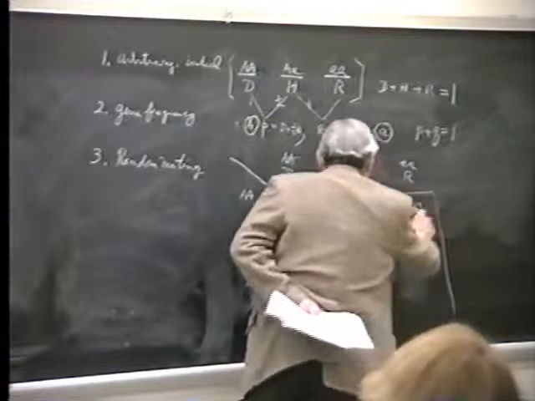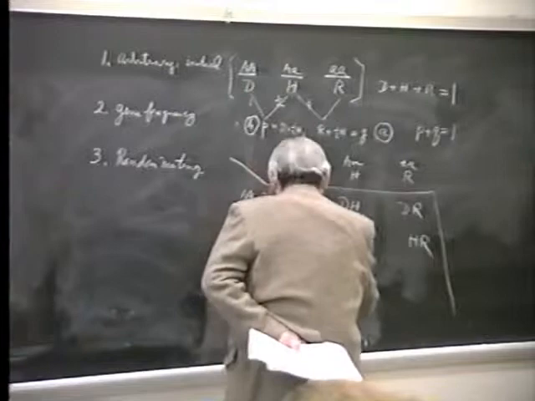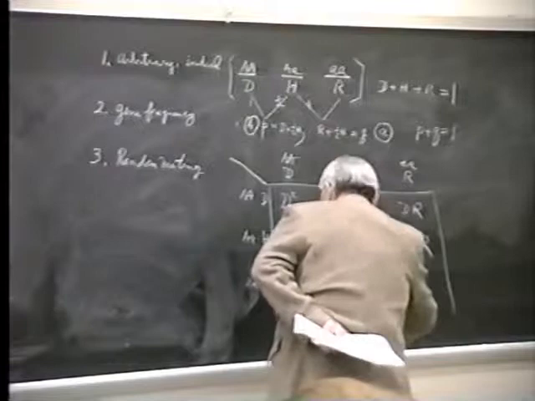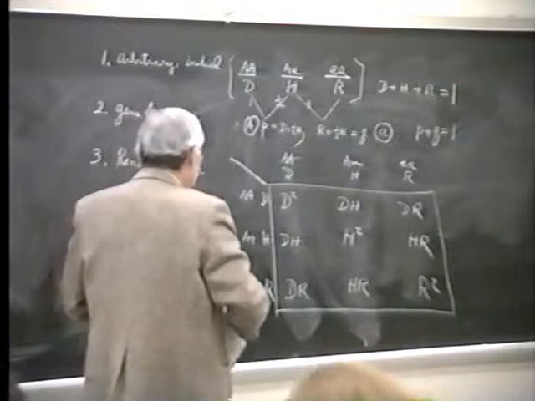Multiplication table again. This is the DD, this is DH, and this is the HD. And this is the DR, HR. If you add the nine numbers together, it's equal to one. Why? Because one times one is equal to one.